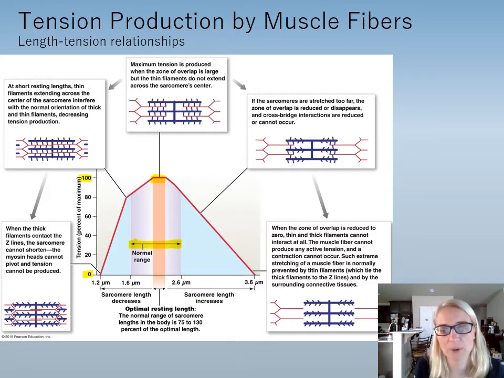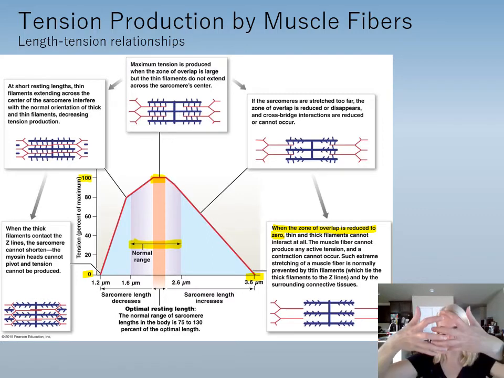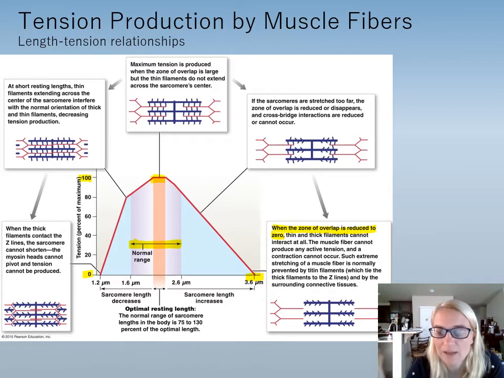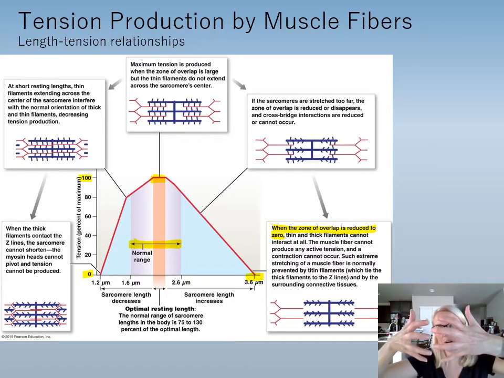But I'm going to first start by taking a look at the extremes. Let's take a look at the extreme over here. 0% tension, and you don't need to know the units like the micrometers here, just more of what's happening. So when your zone of overlap is 0, right? So here's your zone of overlap. When there's no overlap, when that signal comes in and the thick filaments are trying to reach up and grab the thin, they're not going to be able to. So there's no contraction because your interaction isn't happening.